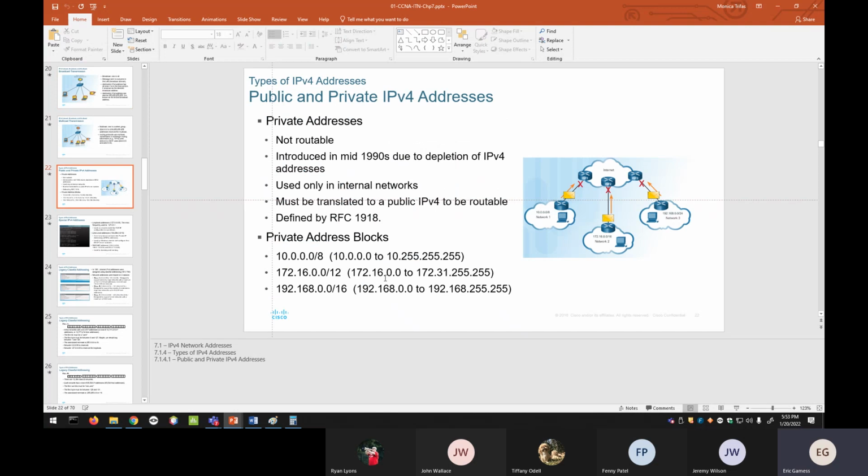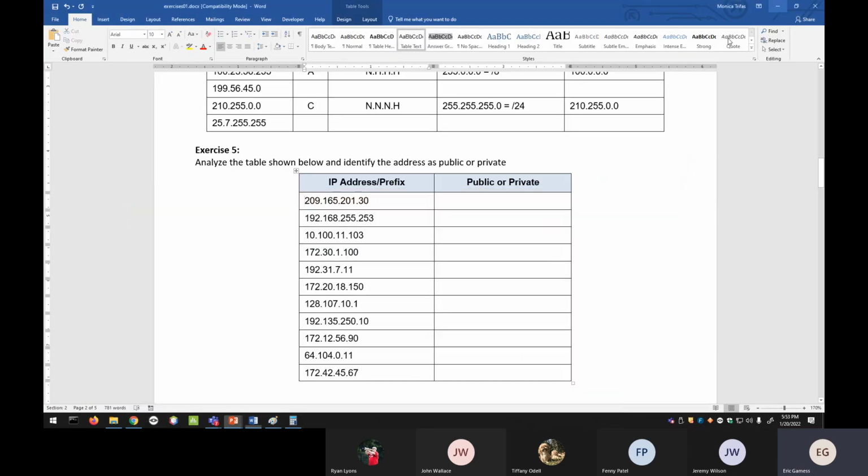It is there. So look, from 10.0.0.0 to 10.255.255.255, all of them are private. From 172.16.0.0 to 172.31.255.255, all of them are private. And from 192.168.0.0 to 192.168.255.255, they are private. So what can I say? Public or private?